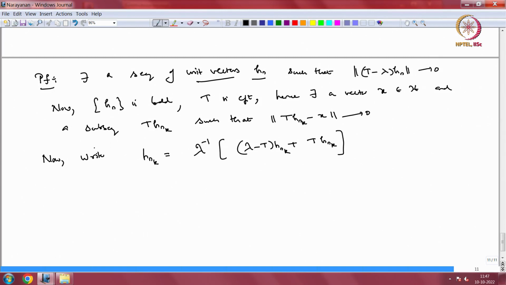But what is the advantage of writing this? I know that Hn was a sequence such that something went to 0, right. So, lambda minus T acting on Hn k goes to 0. And what happened to T Hn k? Because of what we have just written here, T Hn k goes to x, right. So, Hn k will go to lambda inverse times x. The first term goes to 0, the second term goes to x, and there is a lambda inverse outside. Okay, very nice.